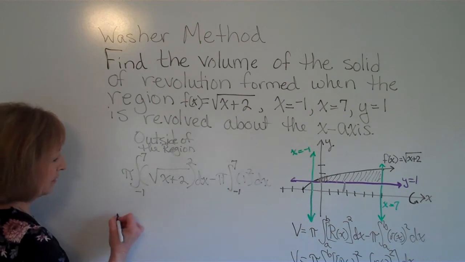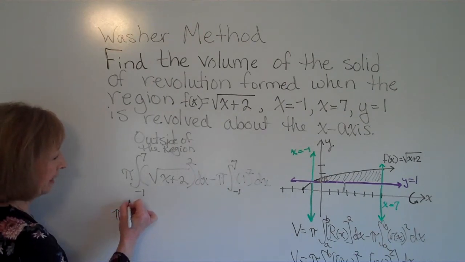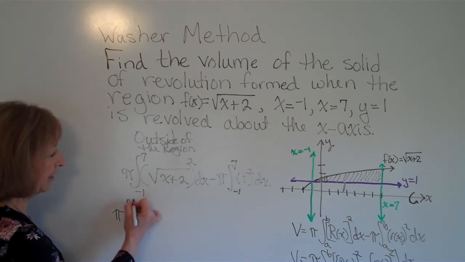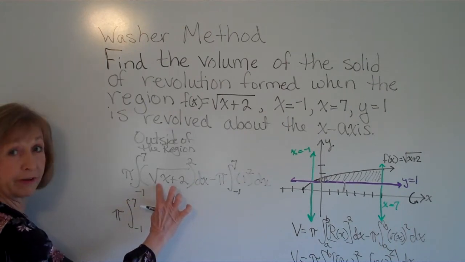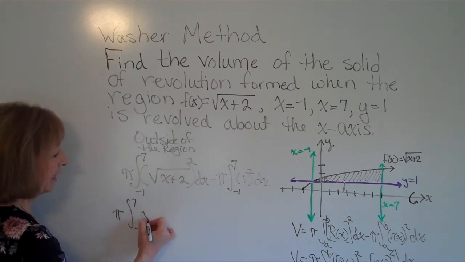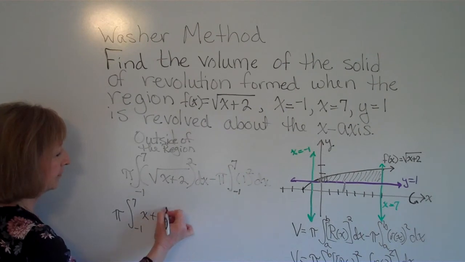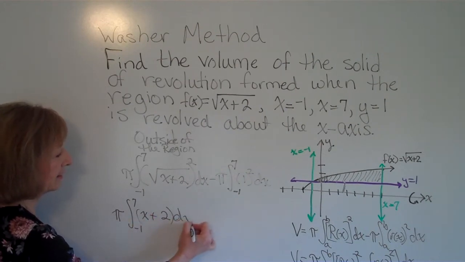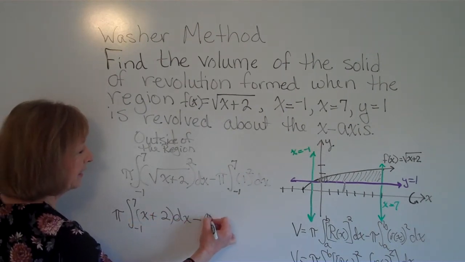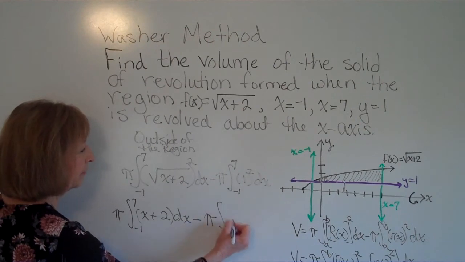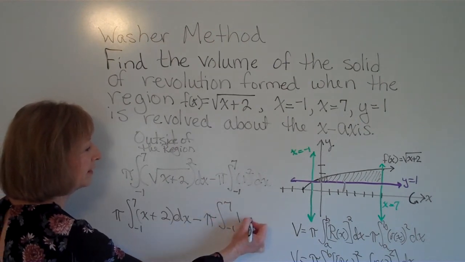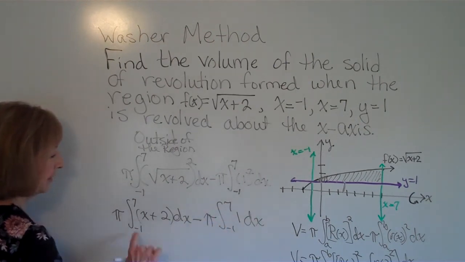So let's get back to the specific one that we're working. It's pi times the integral from -1 to 7. Square root of x plus 2 squared is x plus 2 dx minus pi times the integral from -1 to 7 of 1 dx.